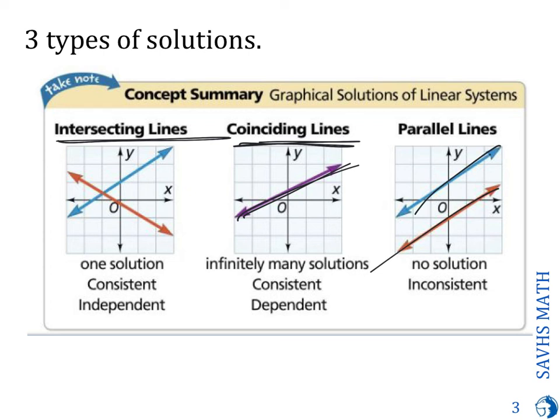There are some vocabulary words that we use to describe these types of systems. If you can find a solution, which means any solution, so you could find one or you could find infinitely many, we call that system consistent. So that means you actually can get a solution. If you don't get a solution, that's the parallel line situation, then you would call that system inconsistent.